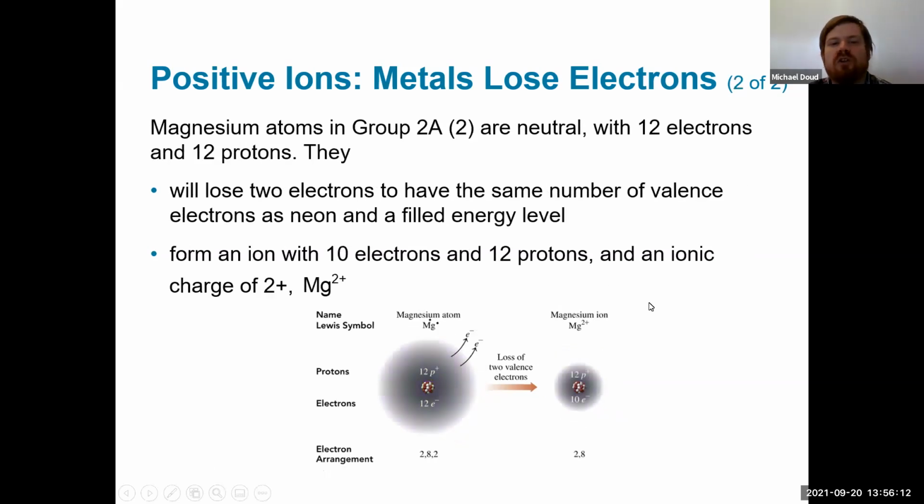Looking at the group 2A metals, starting with magnesium. Well, magnesium has 2 valence electrons. Again, its nearest noble gas is neon, which has 10 electrons. In order to look like neon with the 10 electrons, it has to give up its 2 valence electrons, and that leaves it with a stable shell of 10 electrons, and because it has 12 protons, a 2+ charge. So note, again, we write the charge as a superscript after the symbol of the element.